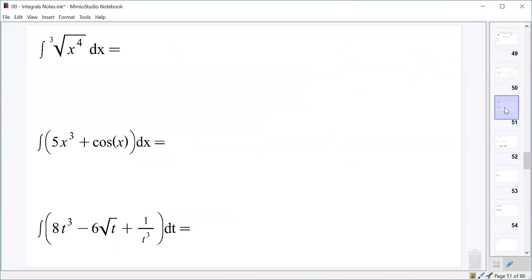So here we're looking at the integral of the cube root of x to the fourth, which could be rewritten in the form where we'd use the power rule. This would be an integral of x to the 4/3 power. And we'll just use our power rule, which says go up by 1. So 4/3 plus 1 is going to be 7/3. And then we'll divide that by 7/3. Don't forget the plus c.